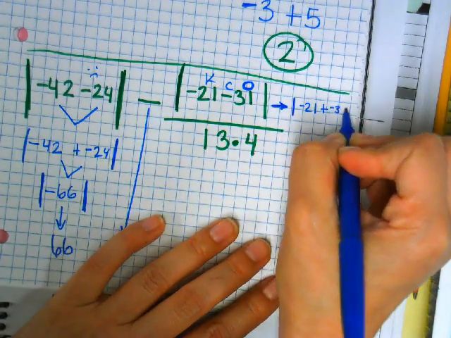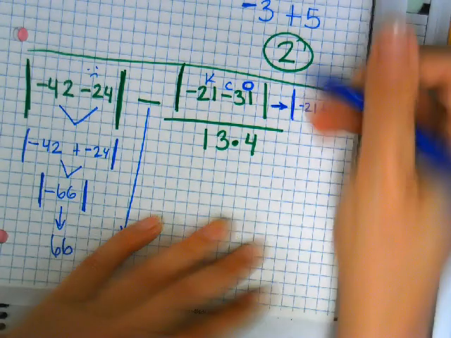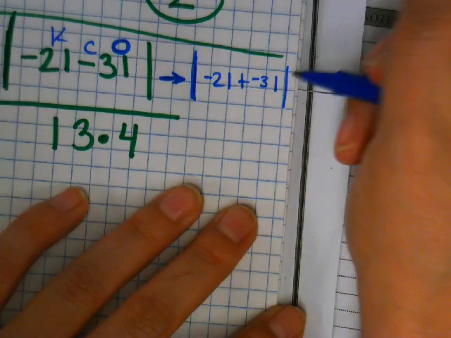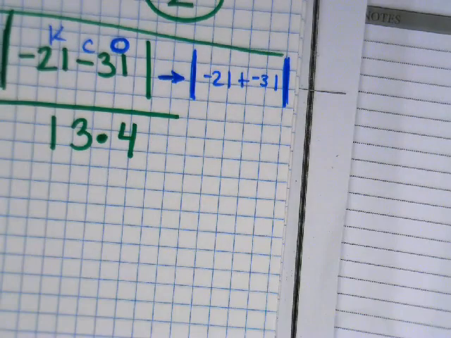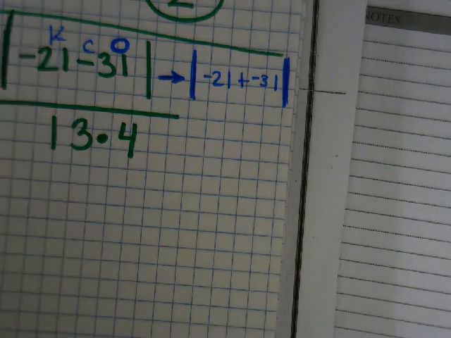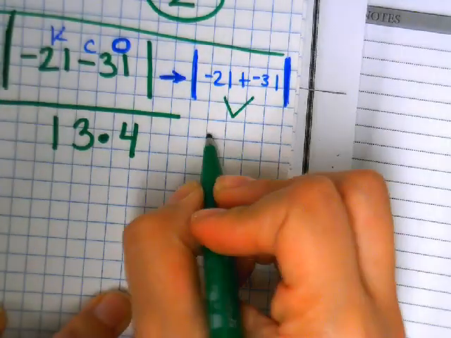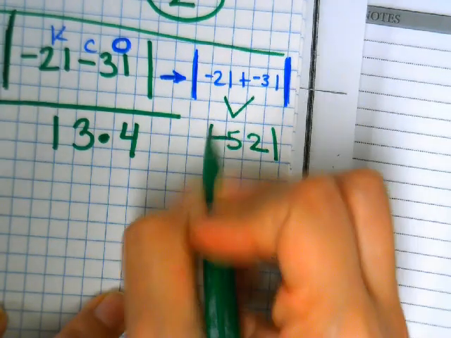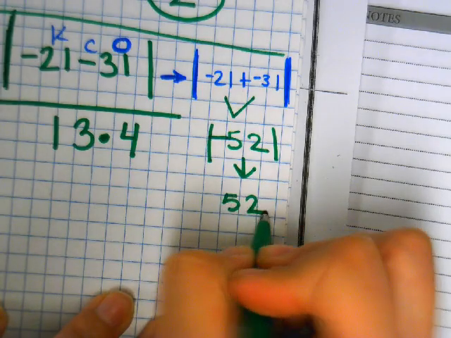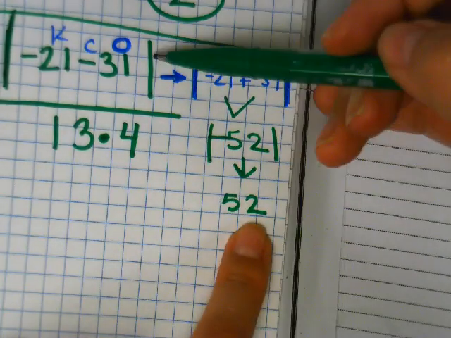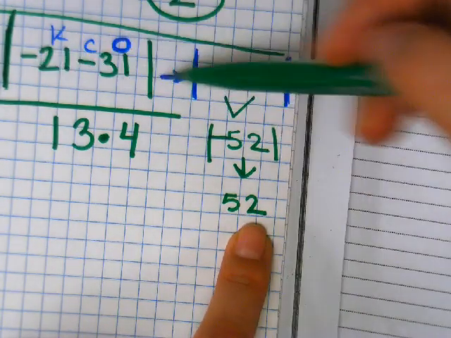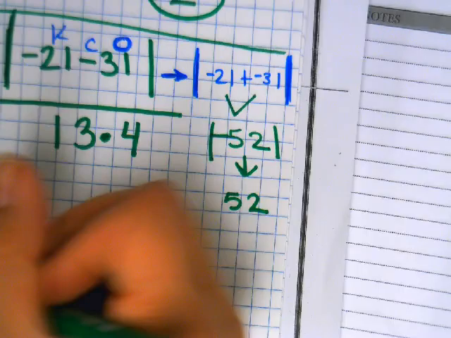Very good. I'll zoom it in so we can see it. Which equals negative 52. So this is going to give me negative 52 in the bars. What's the absolute value of negative 52? Positive 52. Now this goes on the top or does it go on the bottom? The top, right? So this answer is all of this work and I get 52.